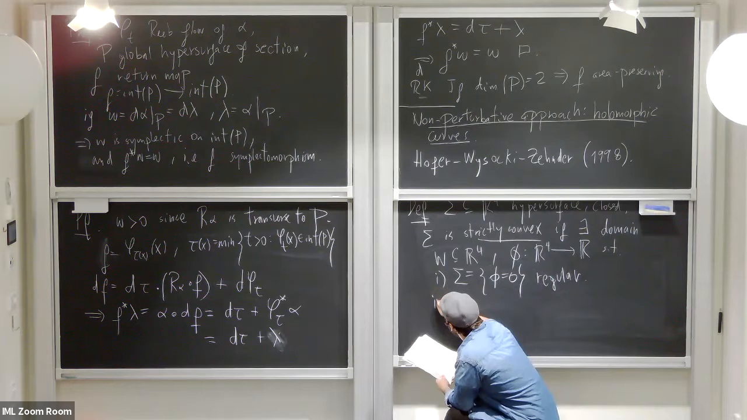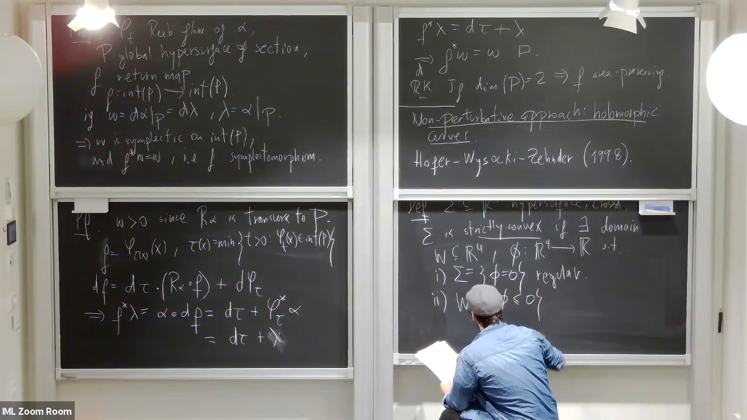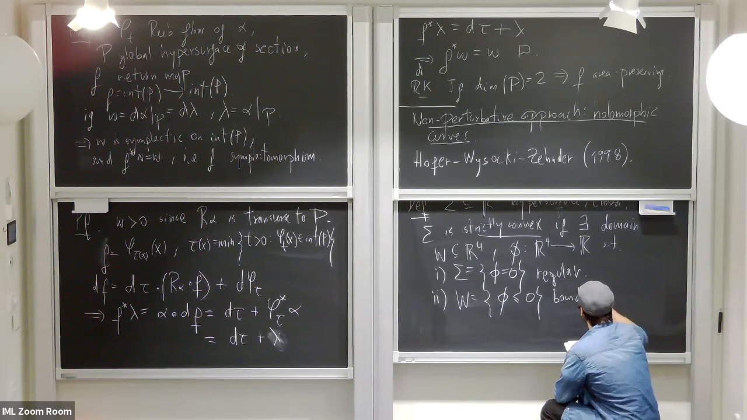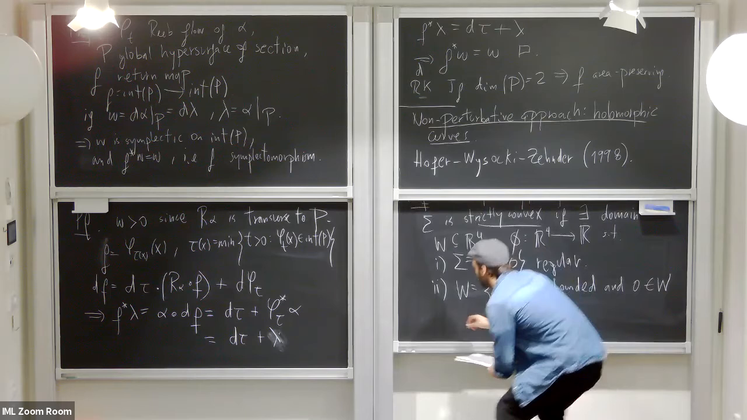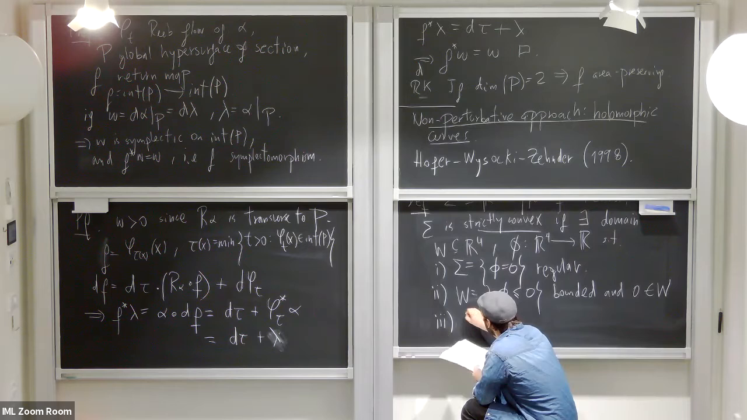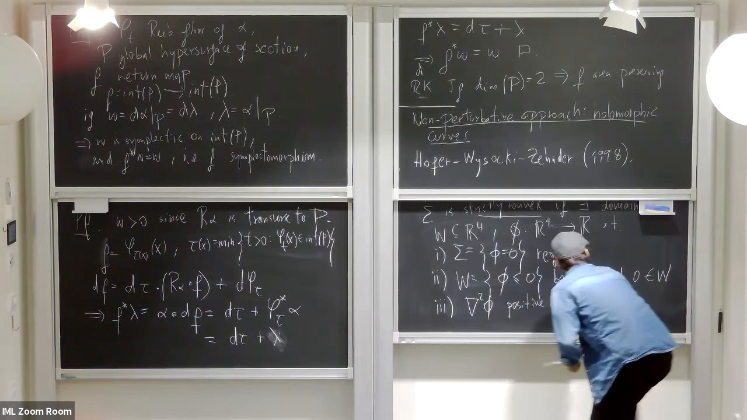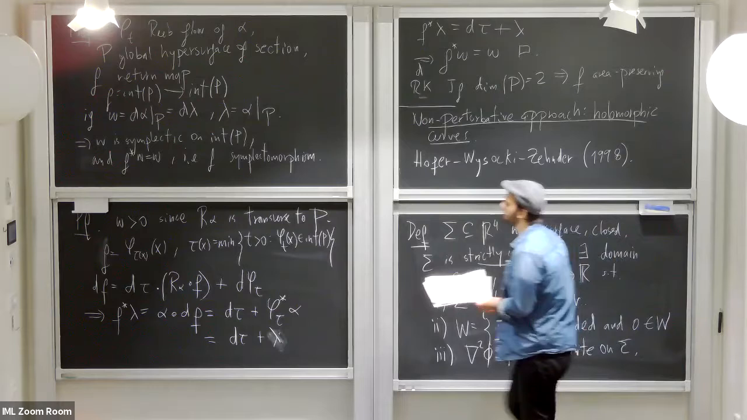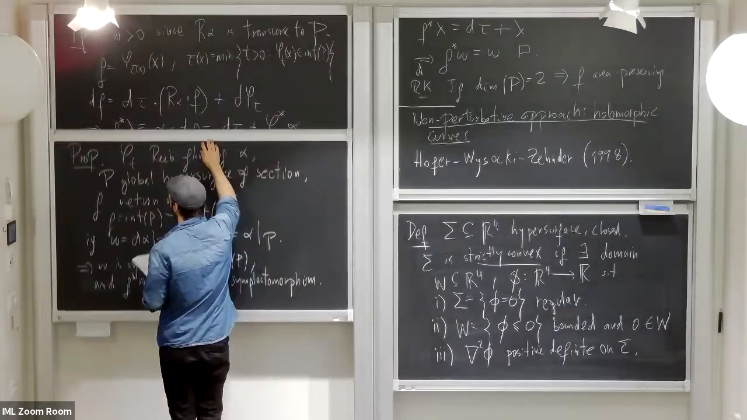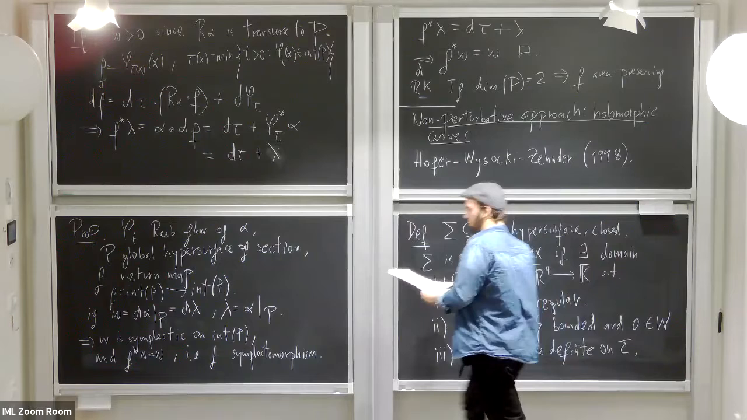The second condition is that W is precisely those points in R4 where phi is non-positive, and we assume that it is bounded and contains the origin. And the third condition, which is more or less a crucial one, what gives the name to the definition, which is the convexity assumption, is that the Hessian of phi is positive definite on sigma. Basically, what you should think is that we have a subset in R4 and its boundary is convex.